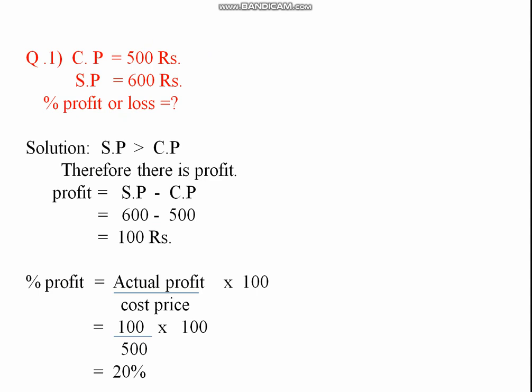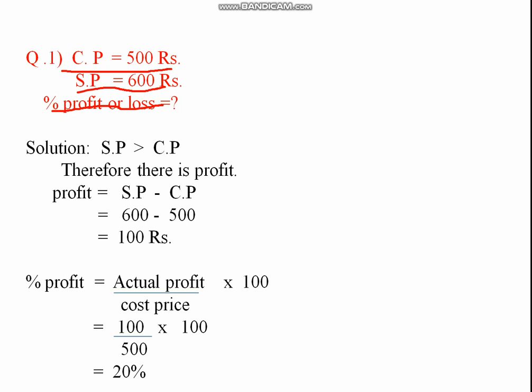Now see some problems on profit and loss: how to find profit, how to find loss, how to find percentage profit and how to find percentage loss. So see the example: CP is equal to 500 rupees, SP is equal to 600 rupees. Find out the percentage profit or loss. So we have to find out whether here is a profit or a loss in the transaction.